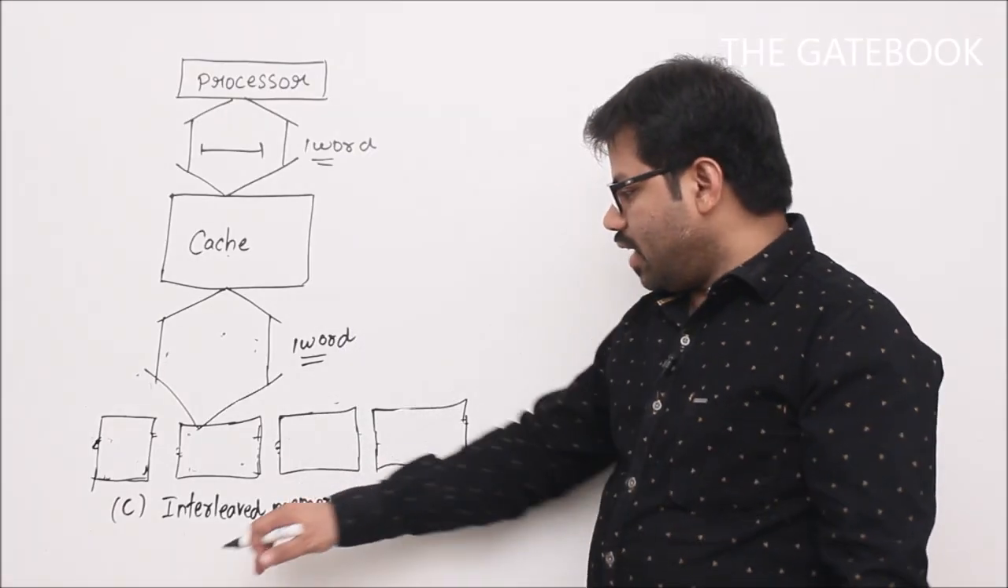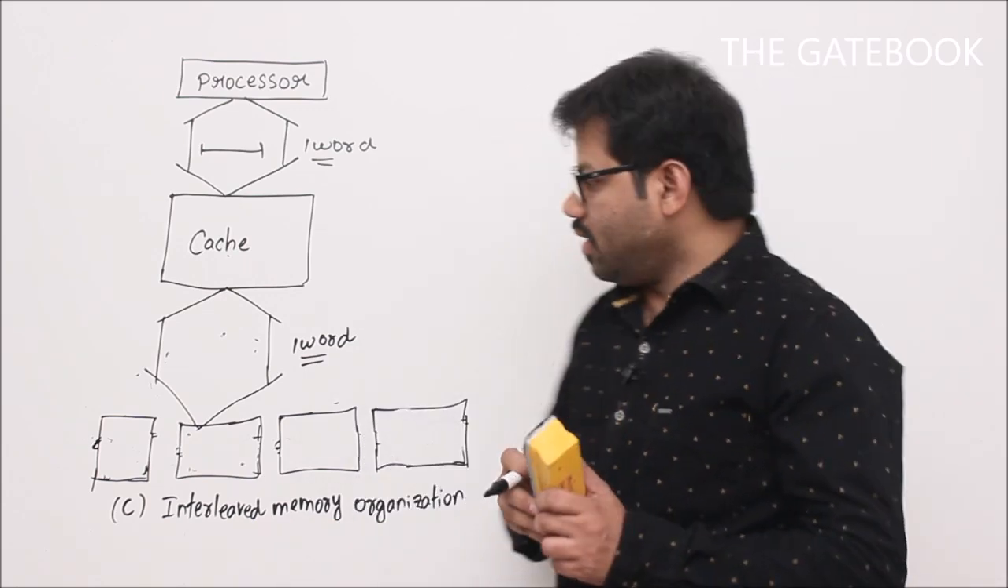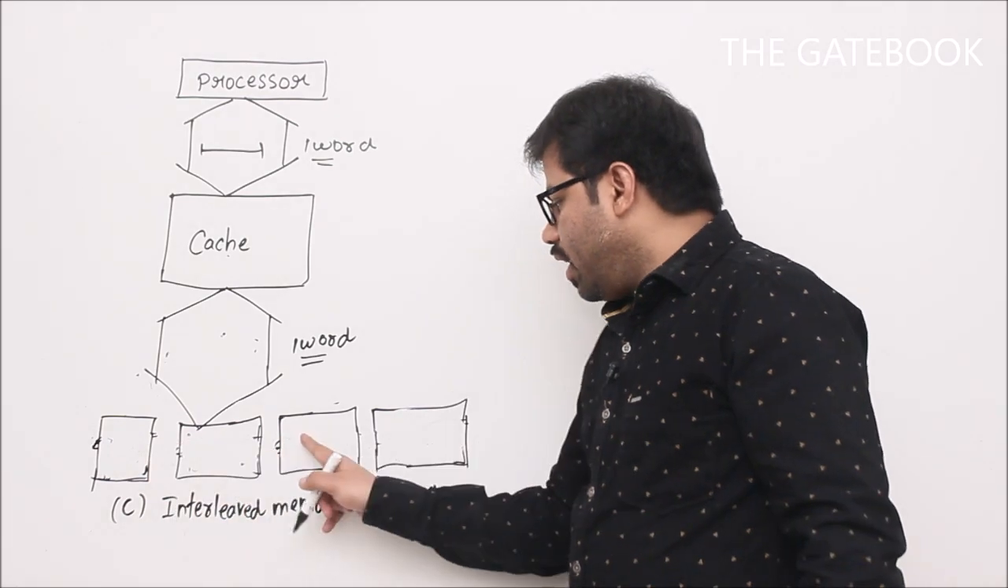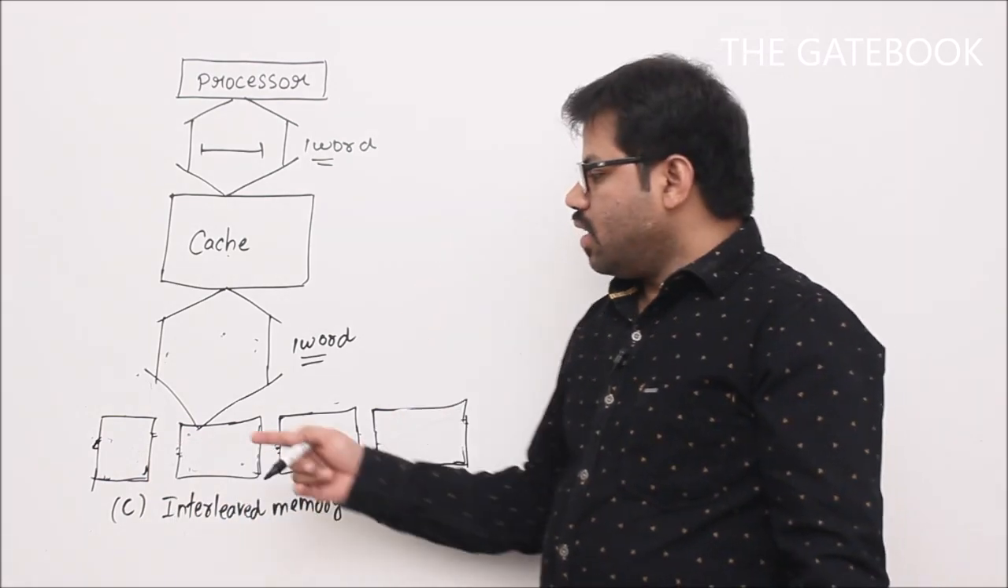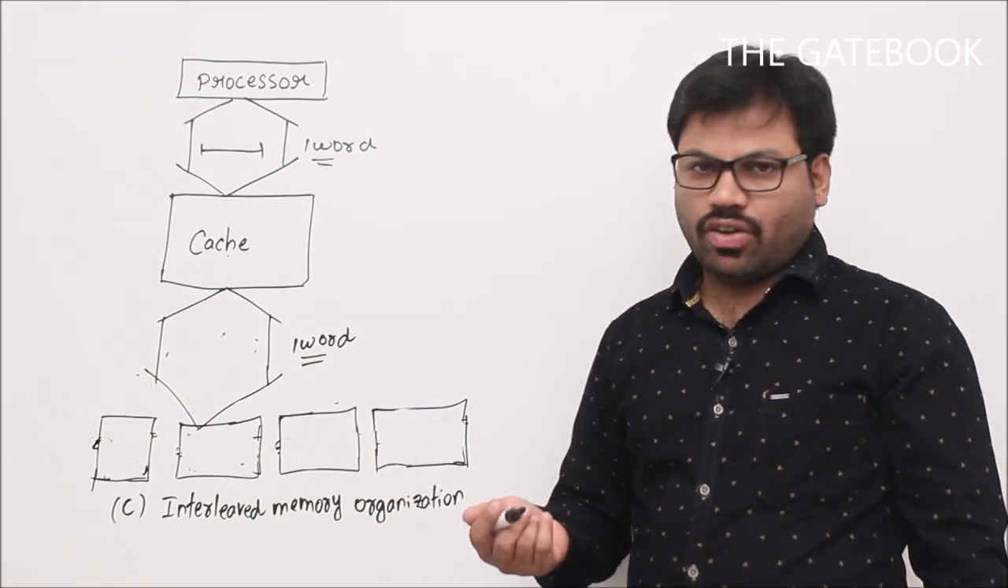Now we'll see the another organization, interleaved memory organization. In interleaved memory organization, so this is the difference. We have multiple banks. Okay, that means we can use these banks parallelly. That is the only advantage we are going to get.